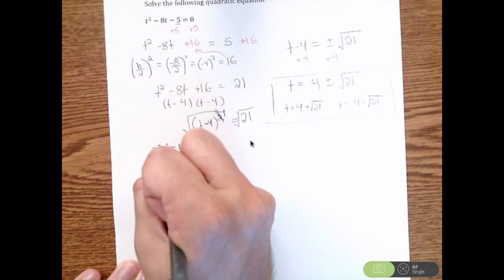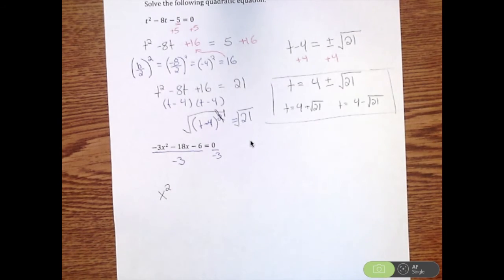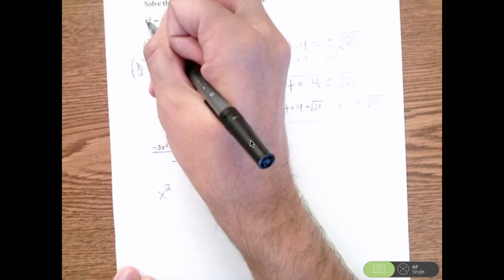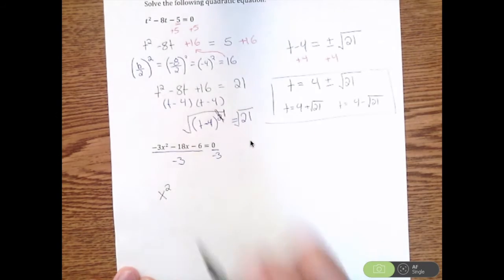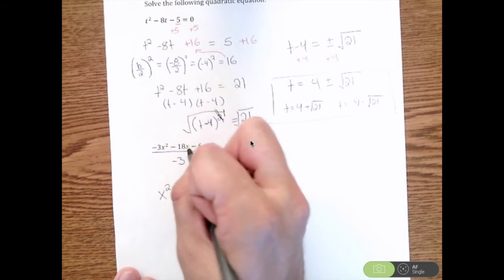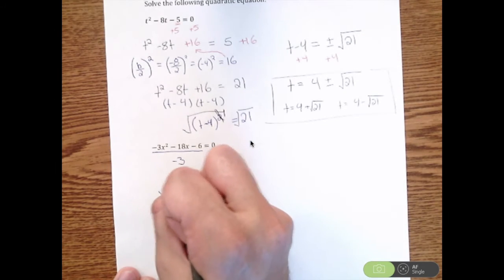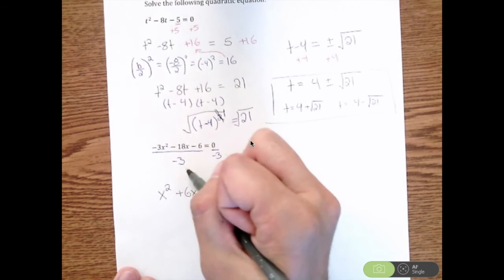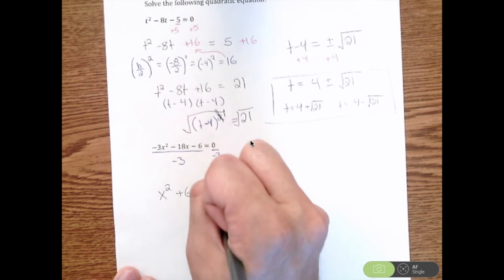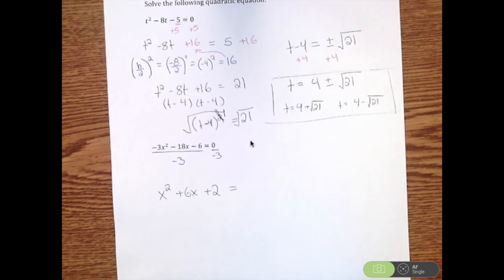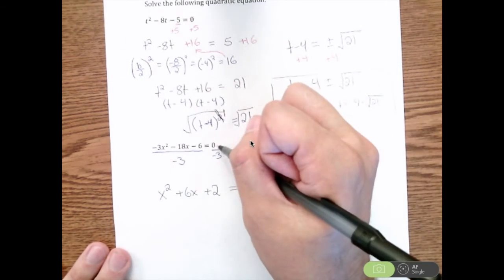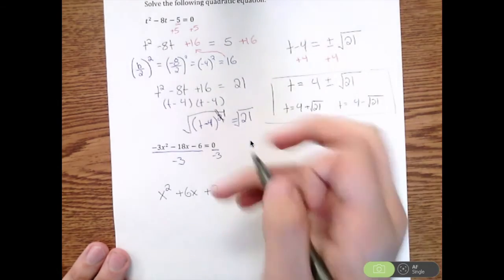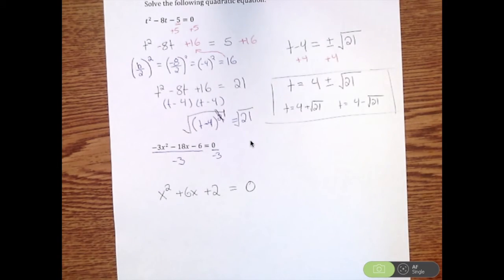That will give you positive x squared. That is what we wanted because, how I had t squared originally up here, I now have just x squared right there. That's what we want so we can complete the square. I'm going to do negative 18x divided by negative 3 and I get positive 6x. Negative 6 divided by negative 3, I get positive 2. And on the right side, I have 0 divided by negative 3, which is 0.